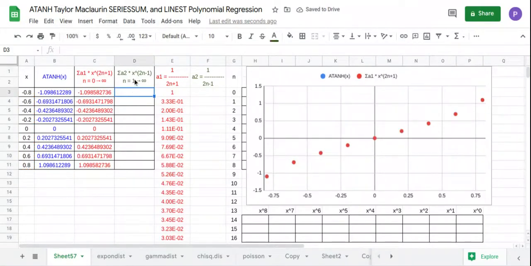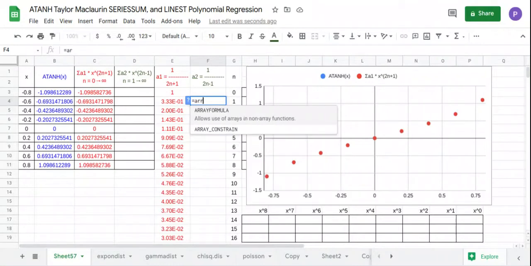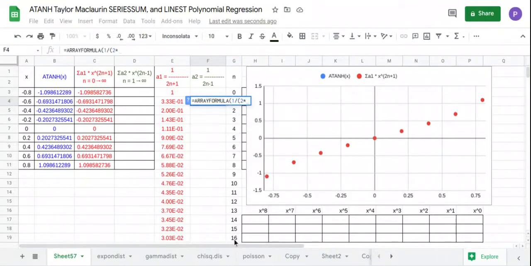And the second part, which is using the n equals 1 to infinity. So it's a summation of a2 times x to the power 2n minus 1. And a2 is 1 over 2n minus 1, while n starts from 1 to infinity. So we start from 1. So this is equal to our formula, 1 over the quantity 2 times n, our n will be 1, starting from 1, minus 1. Enter.